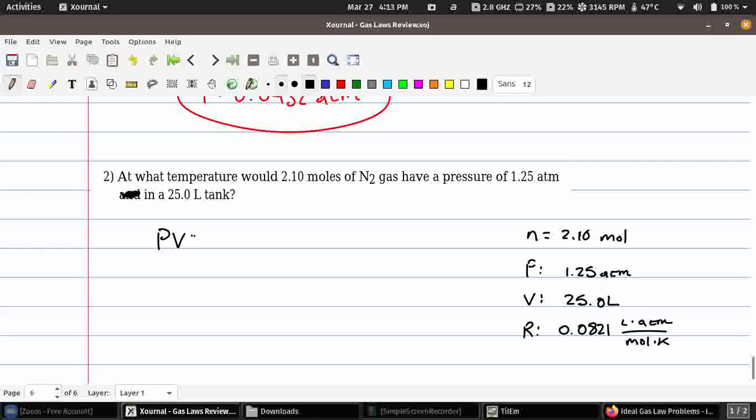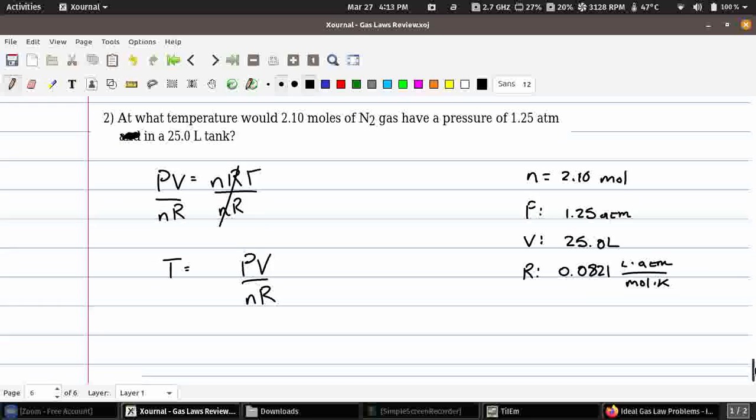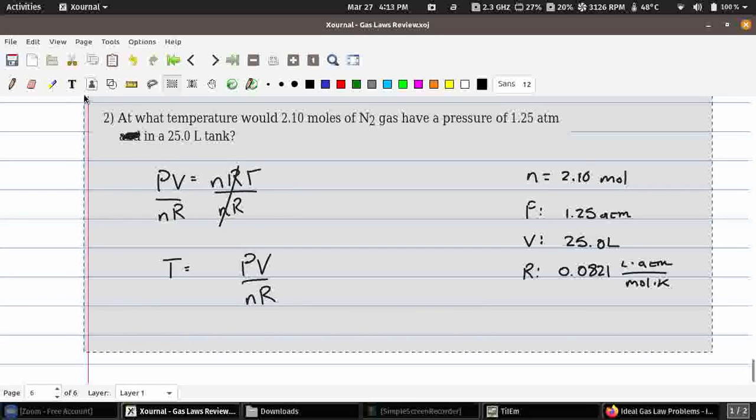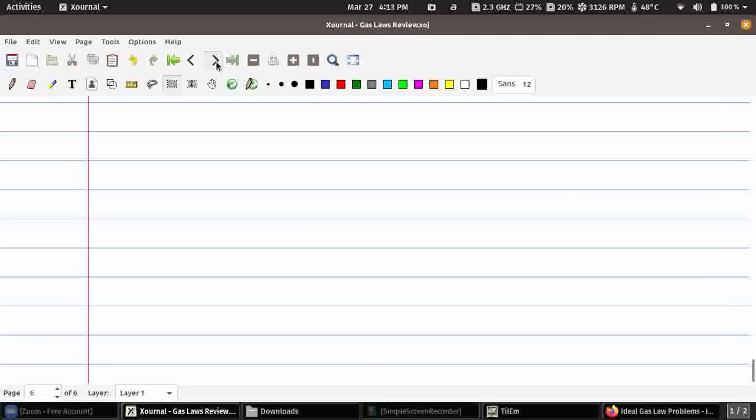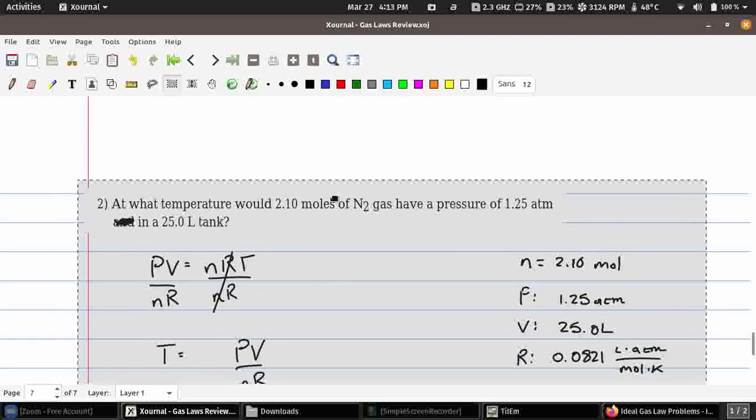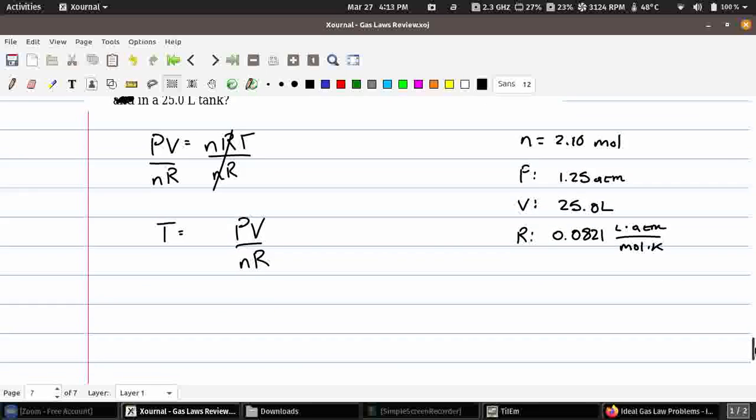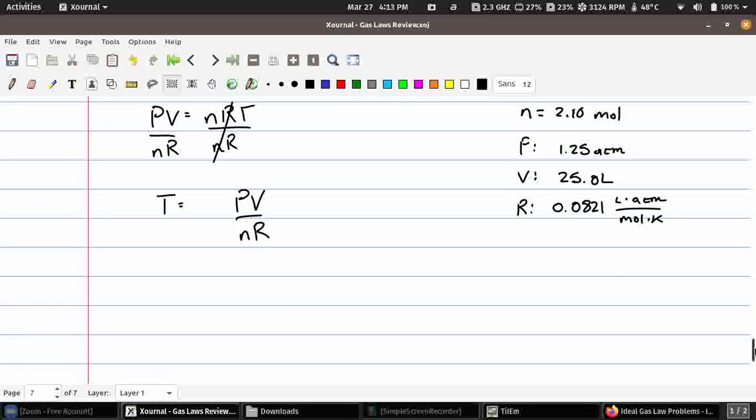All right, so let's write this out. How would we isolate this? Even though I already showed you, you would divide by nR. So that means T equals PV over nR. So let's write this out. I'm going to have to go to a new page. Okay. So let's plug everything in.